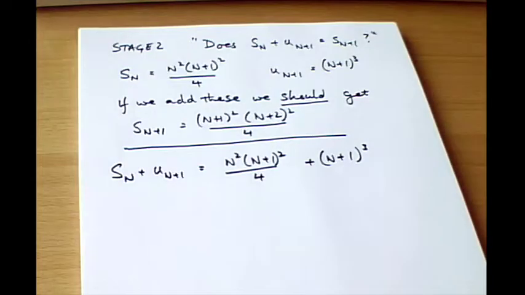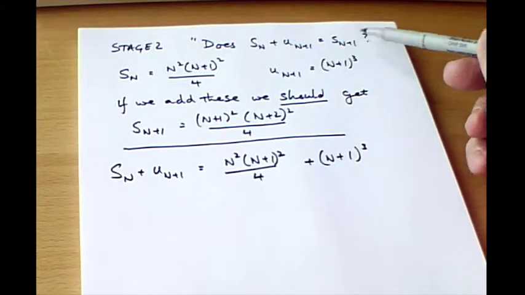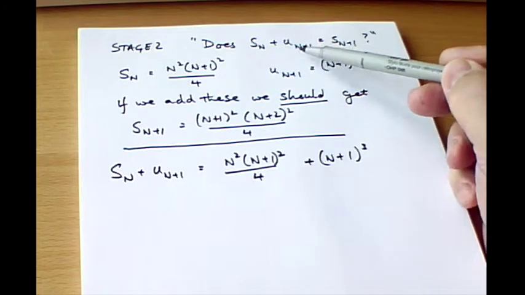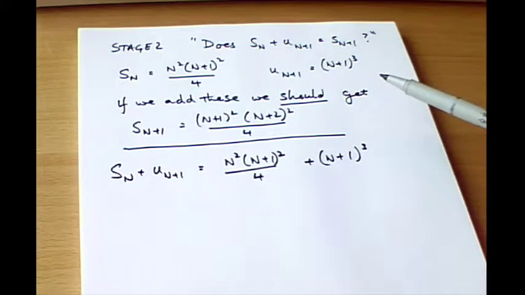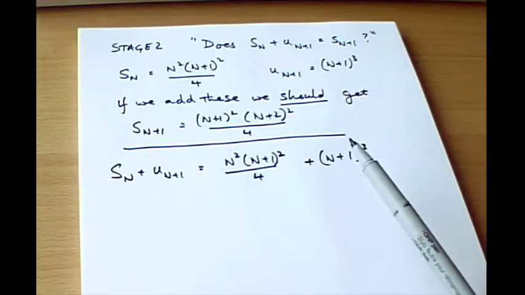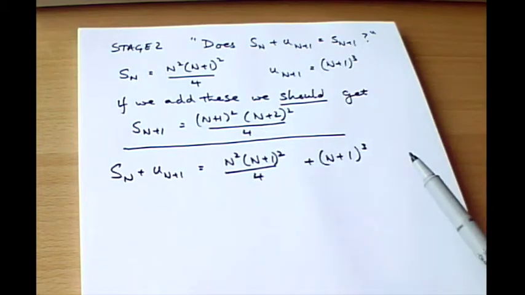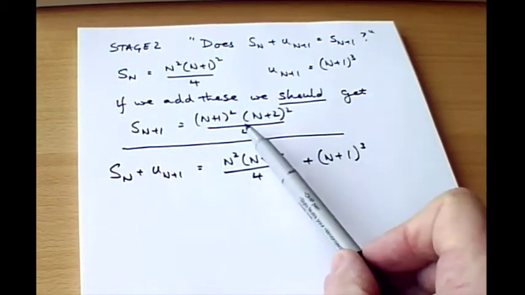The second stage in any proof by induction is to look at the internal consistency of the formula. Does S n plus u n plus 1 equal S n plus 1? Does the sum of the first n terms plus the next term give us the next sum? We are assuming that this formula is correct because it's worked on the first few terms. The next term is n plus 1 cubed. Adding these should get this formula.